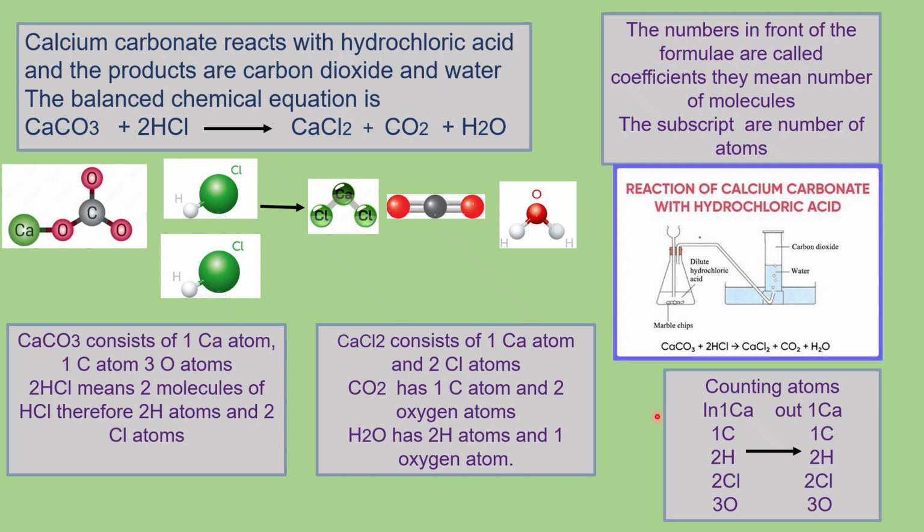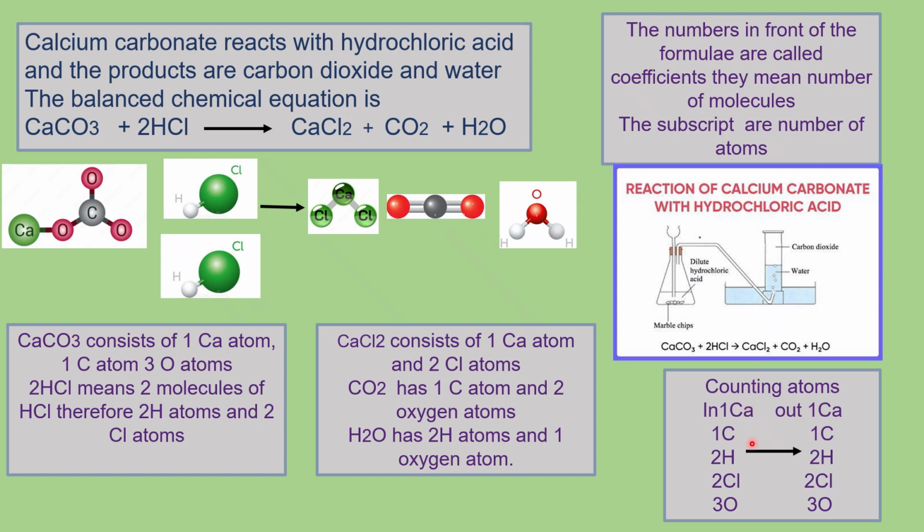So you have 1 calcium atom, 1 carbon atom in the reactants, in all of them. You have 1 calcium, 1 carbon, 2 hydrogen, 2 chlorine, and 3 oxygen atoms. In the products, you have 1 calcium and 2 hydrogen and 2 chlorine and 3 oxygen atoms, 2 of them in carbon dioxide and 1 in water.